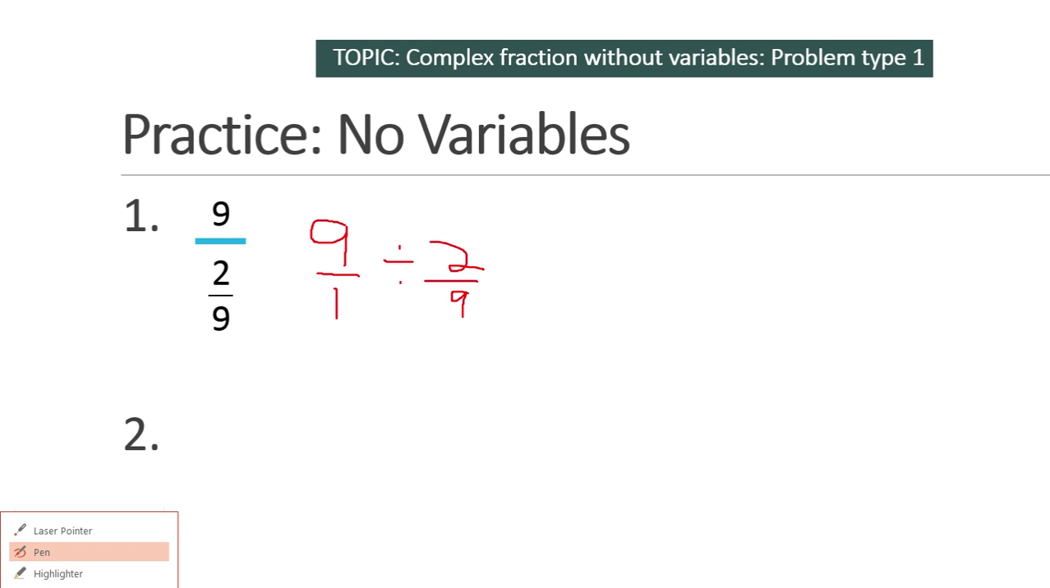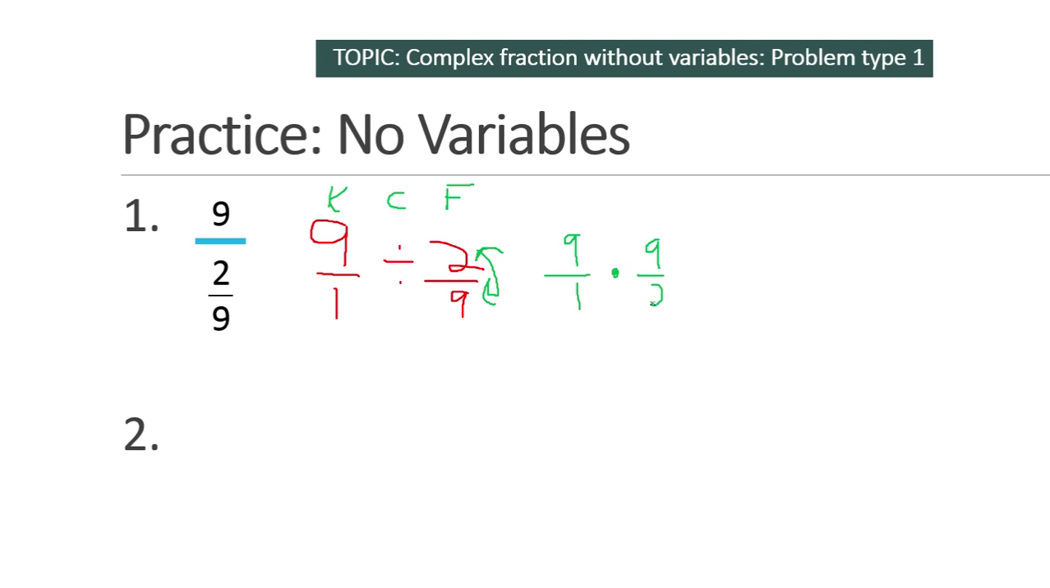Now, the second thing we want to do is our keep, change, flip. So we keep, change, and flip. The first one stays the same, 9/1. Change it to a multiplication, times, and then flip this one. So what would 2/9 be flipped? Good, 9 over 2. Then you just multiply straight across. 9 times 9 is 81.